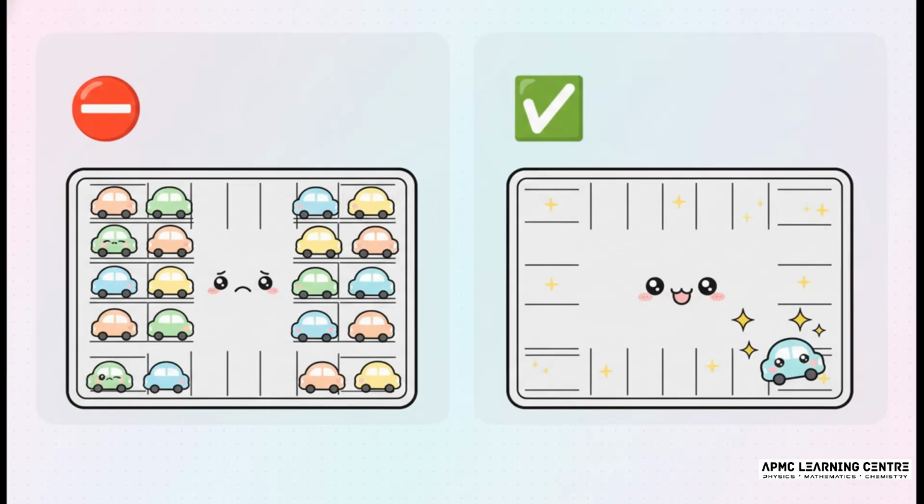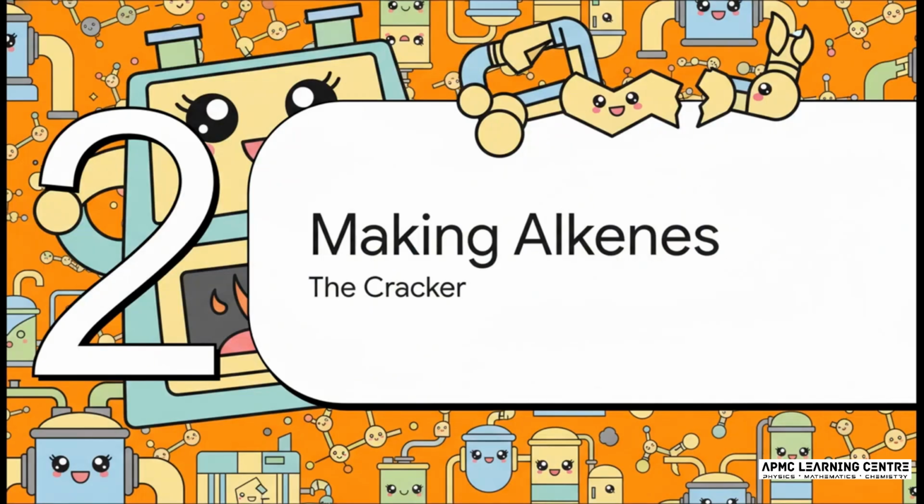Here's a really simple way to picture it. A saturated molecule, something like an alkane, is like a completely full parking lot. Every single spot is taken. There's no room for anyone else. But an unsaturated alkene, that's a parking lot with empty spaces, that double bond. It's practically begging for other molecules to come and park, which, as you'll see, is exactly what we're going to make it do.